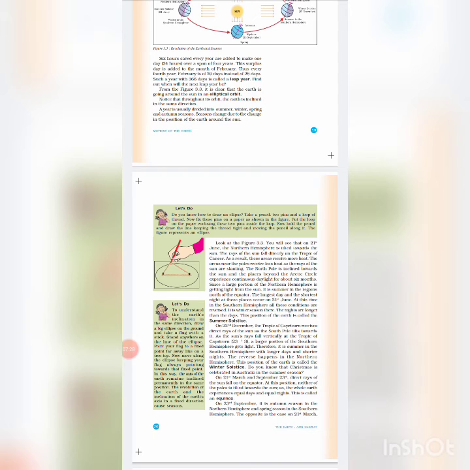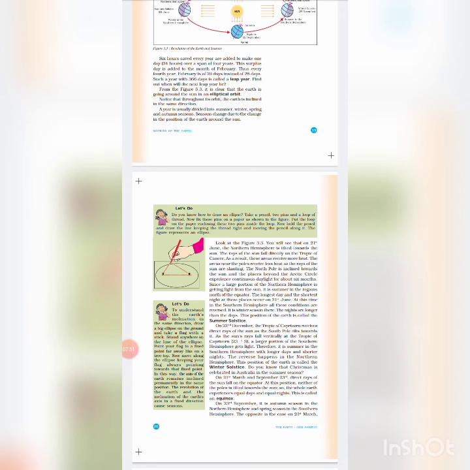On 21st March and 23rd September, direct rays of the sun fall on the equator. At this position, neither of the poles is tilted towards the sun, so the whole earth experiences equal days and equal nights. This is called an equinox.